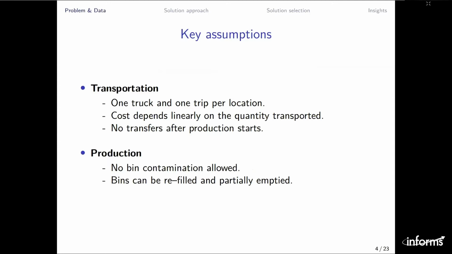The assumptions we took to model this problem are the following. Regarding transportation, only 1 trip made by 1 truck is allowed from each location. The transportation cost depends linearly on the quantity transported, and no transfers are allowed after the production period starts. Regarding production, a bin can be filled in any way as long as no contamination occurs, and also bins can be refilled and partially emptied.